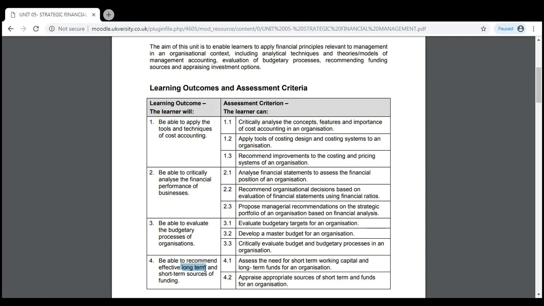So long-term finance means more than a year. Even some lists say it's more than 3 years, more than 5 years. We cluster that as long-term. Short-term is within a year. So sometimes we need funds.